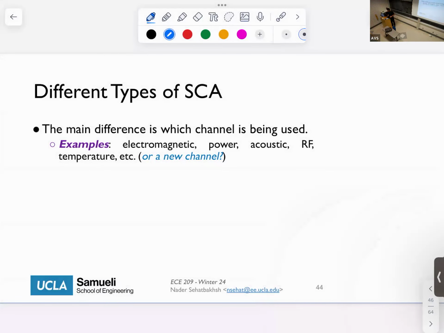All right, so there are different types of side channels, obviously, as I said. The main difference between them is the channel that they use. We talked about electromagnetic, power, acoustic. There are also newer side channels, some of which I'm going to briefly discuss.